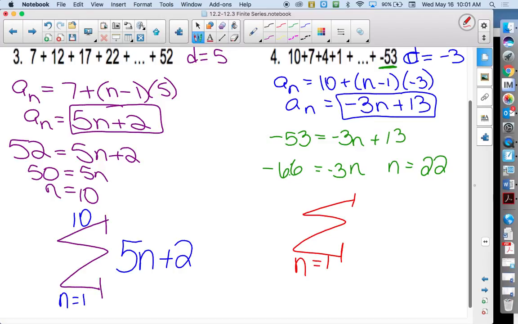Most of them, 95%. The next thing you want to do is plug in the number of terms, which is 22. That goes to the top. And then the formula is the negative 3n plus 13. So finding the number of terms, that's the value on the top of the problem. Next to it would be the formula. Questions?